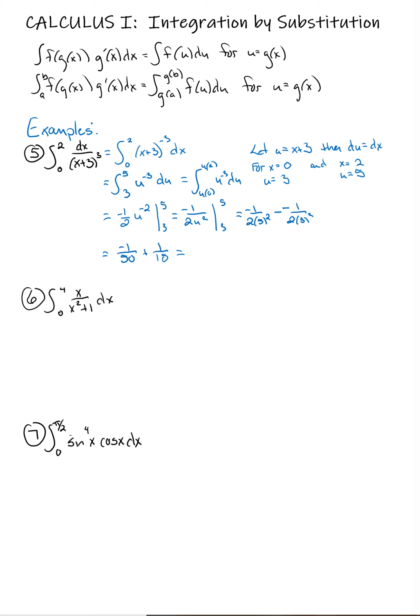So what does that give us? Oh, in the numerator, it's going to be negative 18 plus 50.